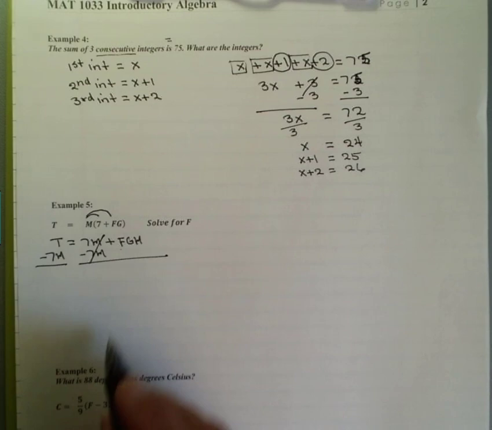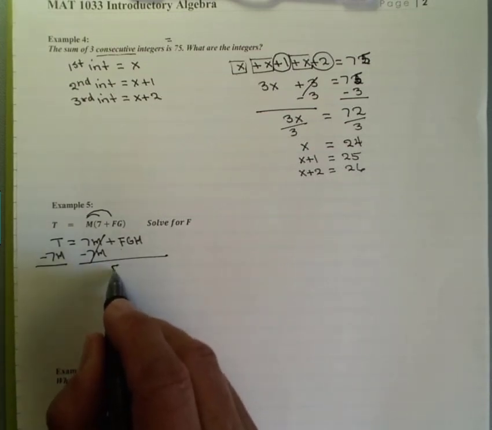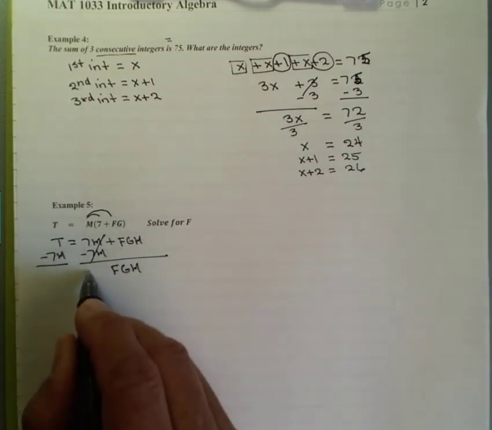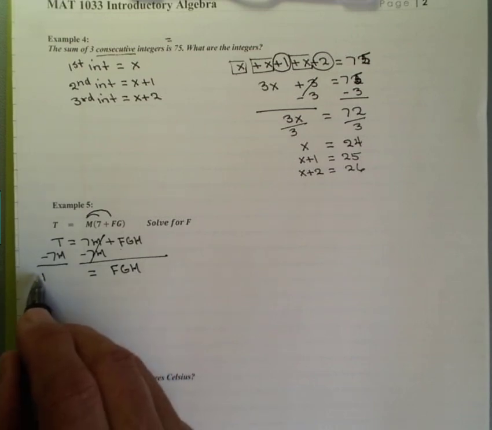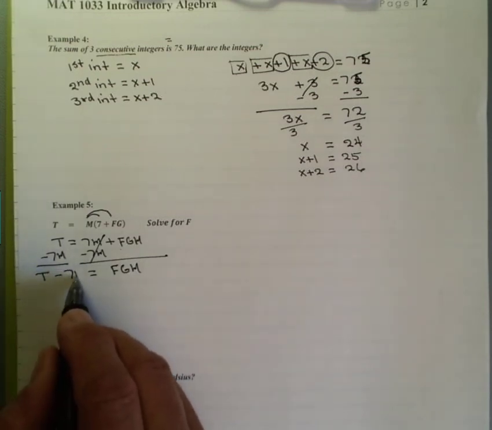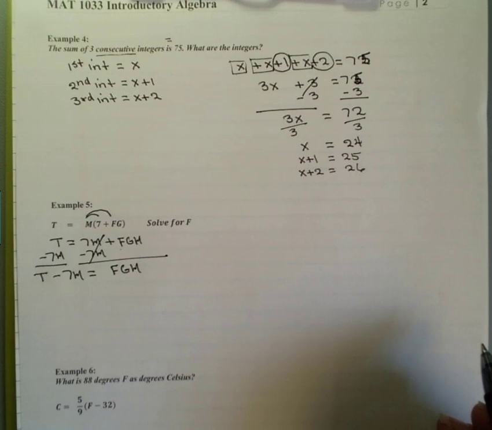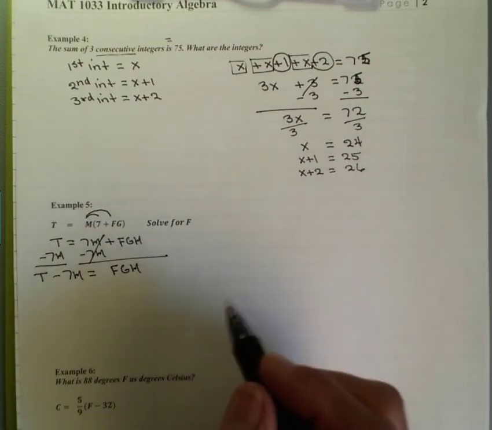Now that zeroes it out over here, and I have just fgm. And what's it equal to? Well, it's equal to, I can write it like this, t minus 7m. That makes sense to me. I could say negative 7m plus t, but this is better.